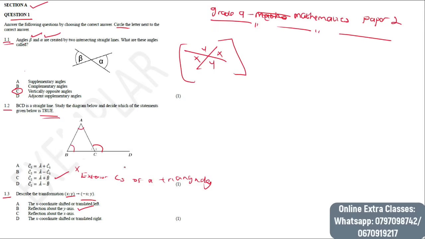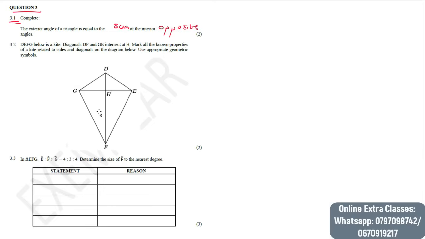So we are saying that angle C2, which is an exterior angle, is equal to the sum of the interior opposite angles. So these are the opposite angles, and by sum, we mean adding. So if we add this angle and this angle, they should be equal to C2, which is an exterior angle. So these are opposite interior angles. Okay, and then next we will move to question 3.2.